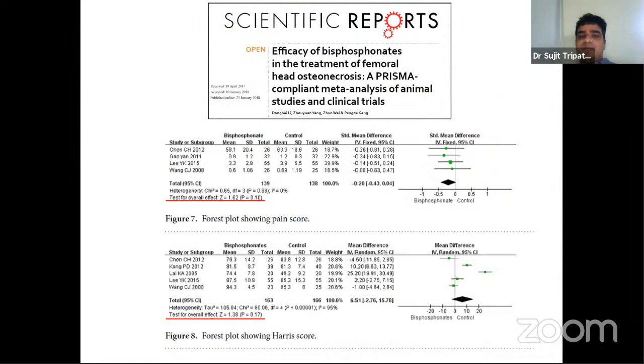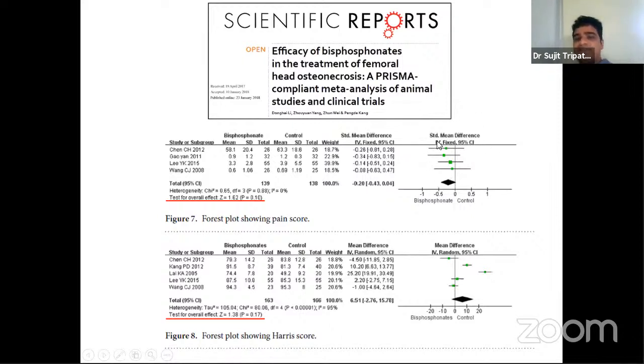So just see the most updated meta-analysis of all animal studies and clinical trials. And I have put the data of only the clinical trials which are published on bisphosphonate. If you see the pain score, there is no significant effect in the difference between these 2 groups, whether they are taking bisphosphonate or not.